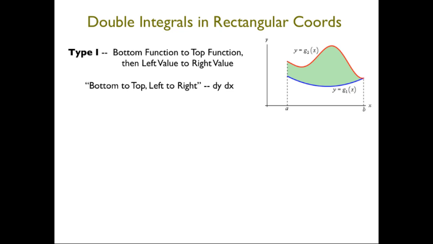The bottom to top are functions of x, and the left to right are x values: the left x value, and then the right x value. So bottom to top would be dy, and left to right would be dx. The way we think of this, the bottom to top can be anywhere in there, so a typical slice like that comes first from, in this case, G1 to G2.